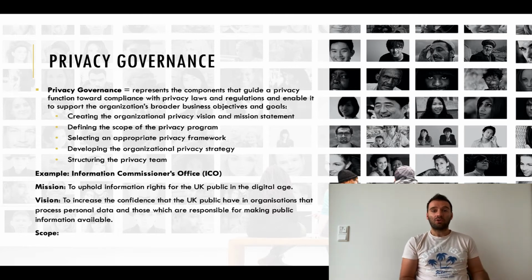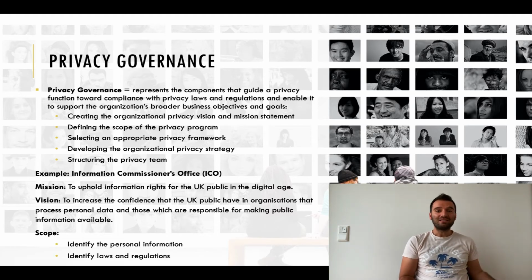Now, a typical approach to identifying scope includes the following two steps: identify the personal information collected and processed, and identify the in-scope privacy and data protection laws and regulations.